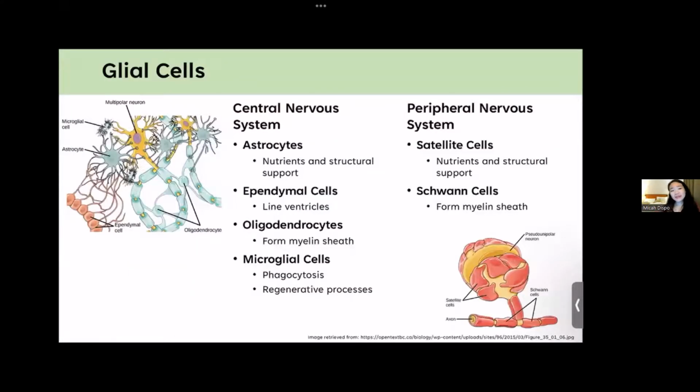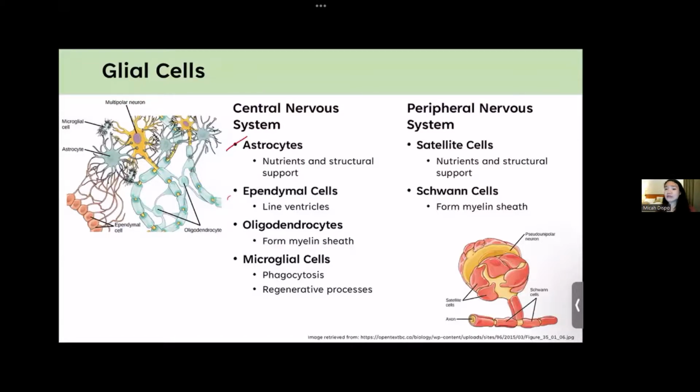Okay. So now we go to the glial cells or neuroglia, which are other cells apart from the neurons that are present in the nervous system. So the glial cells found in the central nervous system are the following. Our astrocytes, which provide for nutrition and structural support. Our ependymal cells, which line our ventricles. So our ventricles in our brain are cavities that are filled with cerebrospinal fluid.